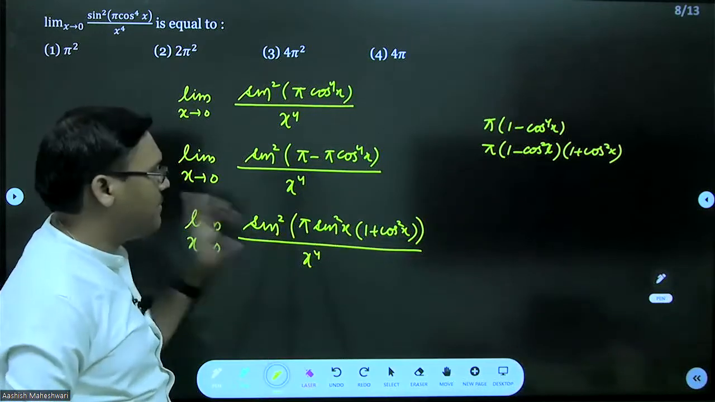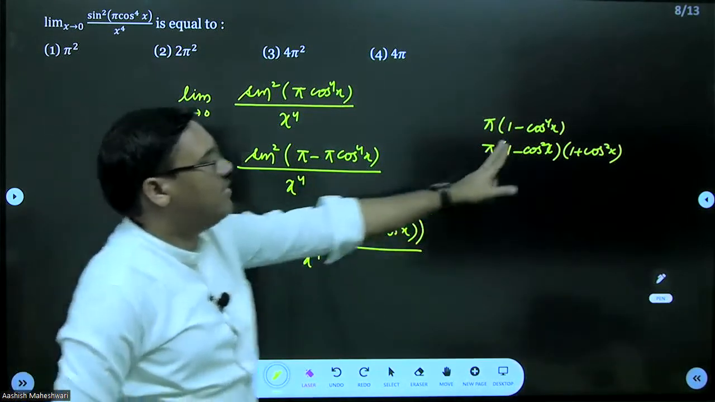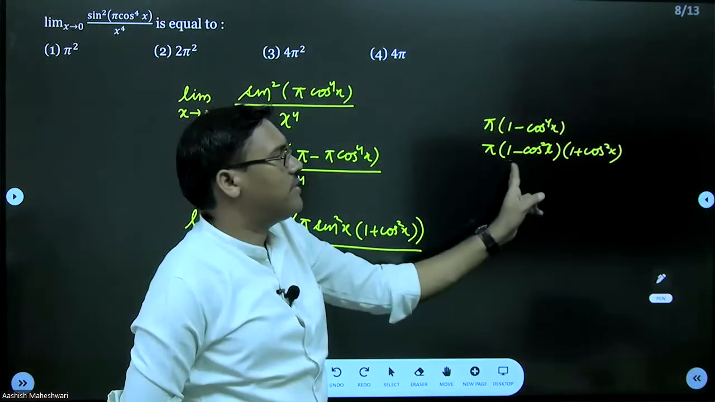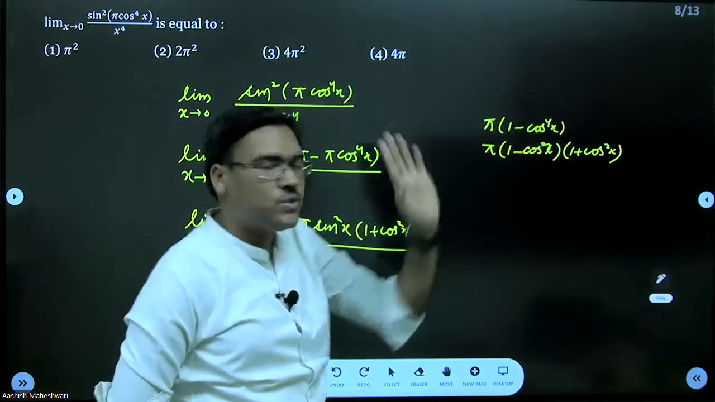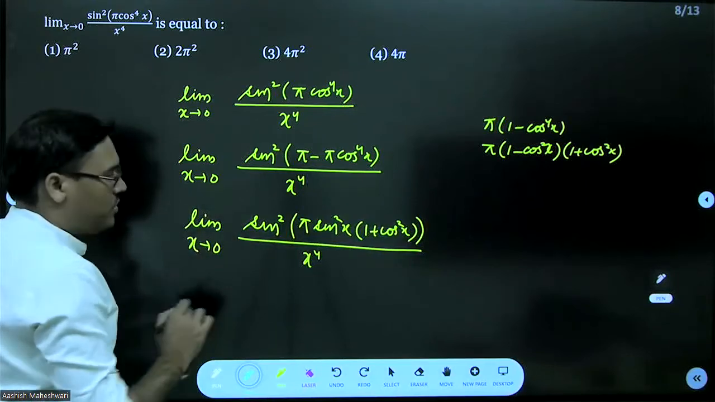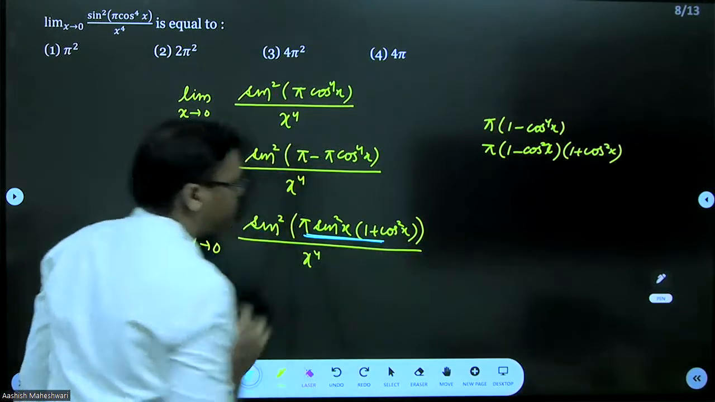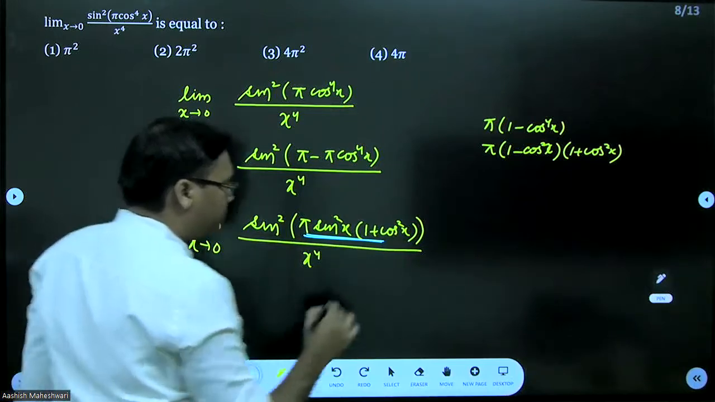Correct? Check once. This is pi, I have shown the calculation here. This is 1 minus cos raised to 4, 1 minus cos square x, 1 plus cos square x. Now see, as x is approaching 0, this term is approaching 0. Okay? So what did we do?